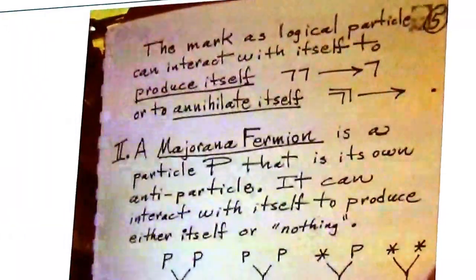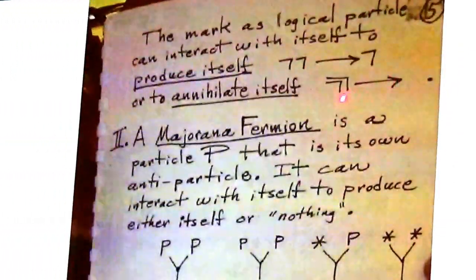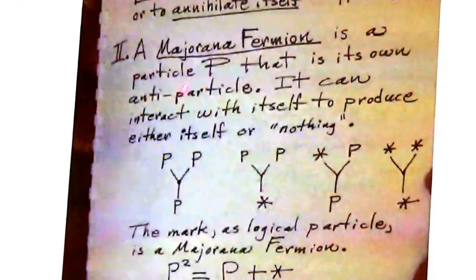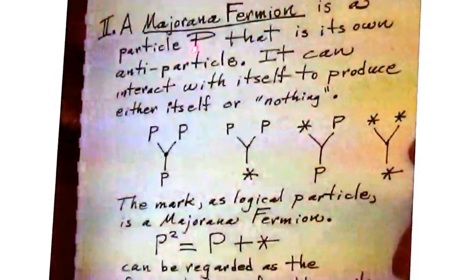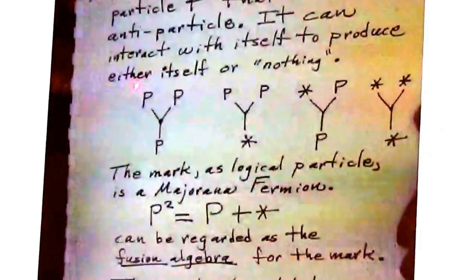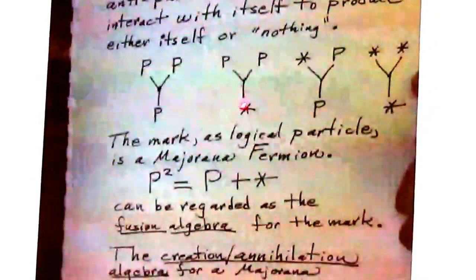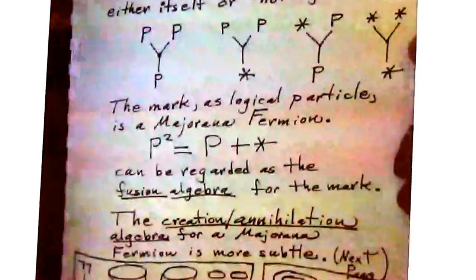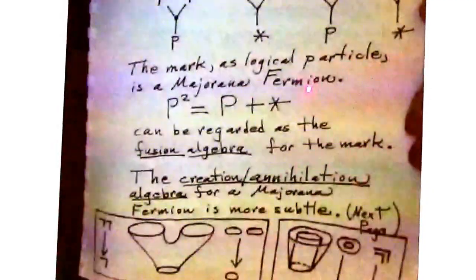So the mark is a logical particle that can interact with itself to produce itself or annihilate itself. Now let's switch topics. A Majorana fermion is by definition a particle, an abstract mathematical particle, or perhaps a real particle, that is its own antiparticle. It can interact with itself to produce either itself or nothing, radiation, however you want to think about that. And the nothing can interact with the particle to produce just the particle or nothing. The mark as a logical particle is a Majorana fermion.